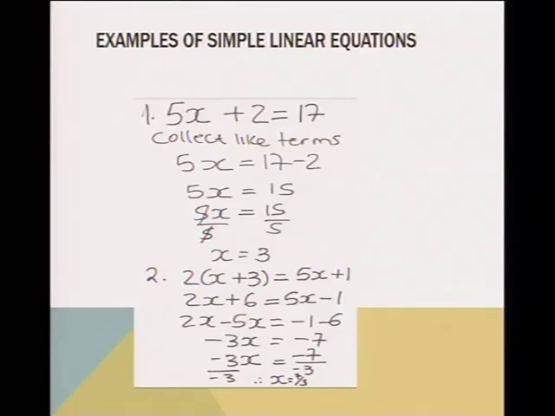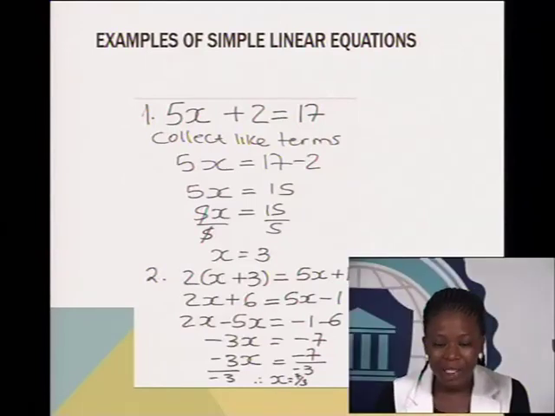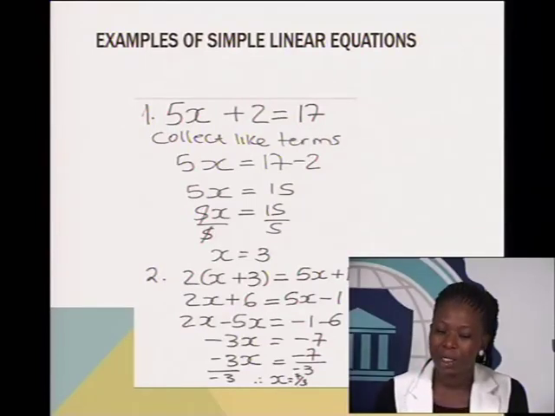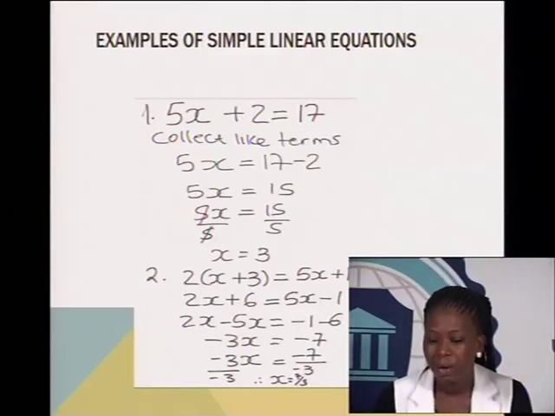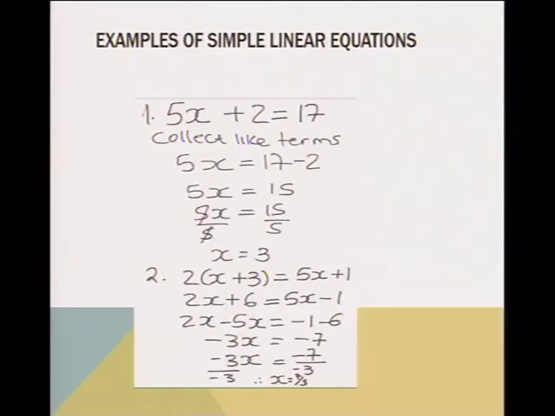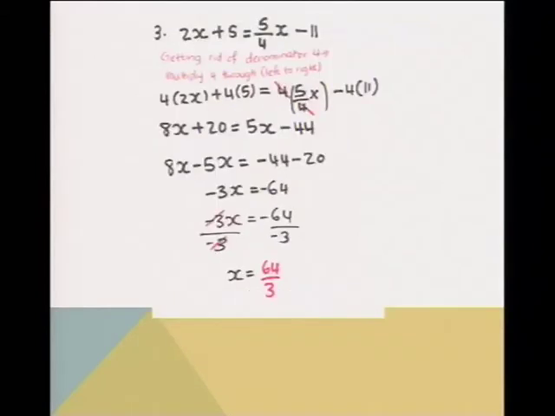If you look at number 2, you have brackets there. You have to open it up. Multiply 2 by x, 2 by 3. Then you open up the bracket. You have 2x plus 6, which is equal to 5x minus 1. There are 2 terms with x. Bring them on one side. It does not matter if you bring them on the right hand side or the left hand side. Your answer will still be the same.